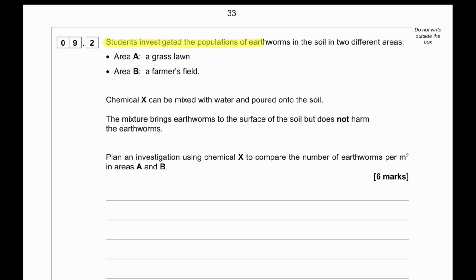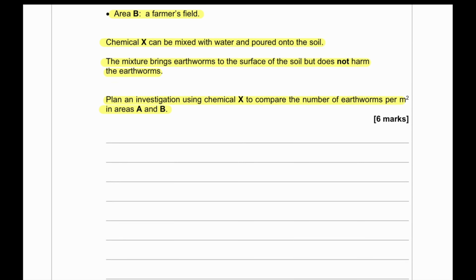A student investigated the population of earthworms in the soil in 2 different areas. Area A, a grass lawn. Area B, a farmer's field. Chemical X can be mixed with water and poured onto soil. The mixture brings earthworms to the surface of the soil but does not harm the earthworms. Plan an investigation using chemical X to compare the number of earthworms per meter squared in areas A and B.